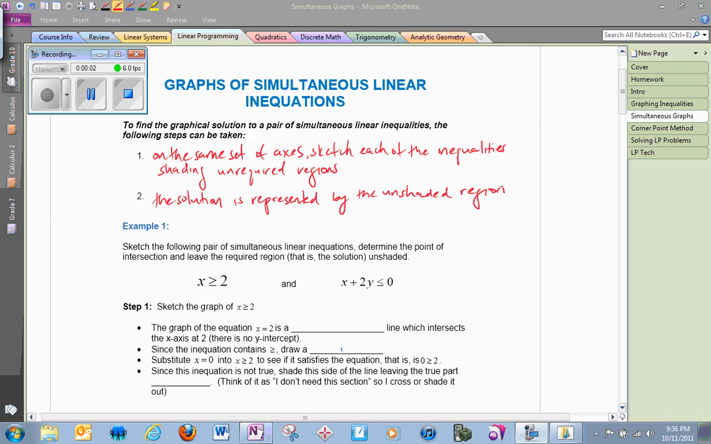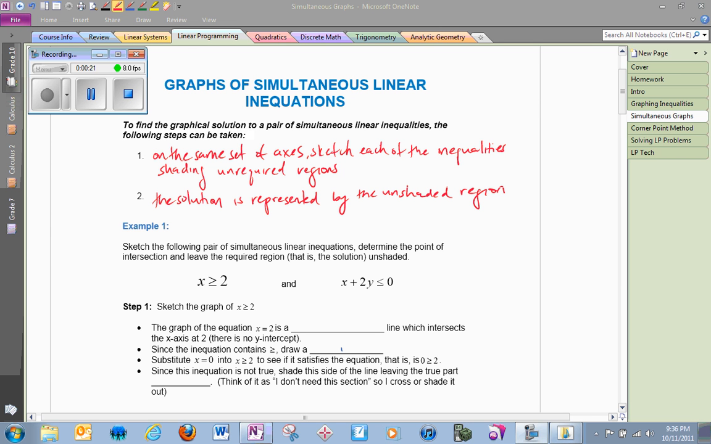Hi everyone, today we're going to be working on graphs of simultaneous linear inequations. Before we start the note, I want to make sure that you have at least two colors available to you. So blue and red are good options, green and purple. It doesn't matter as long as the two colors are very different and you can tell the difference between them.